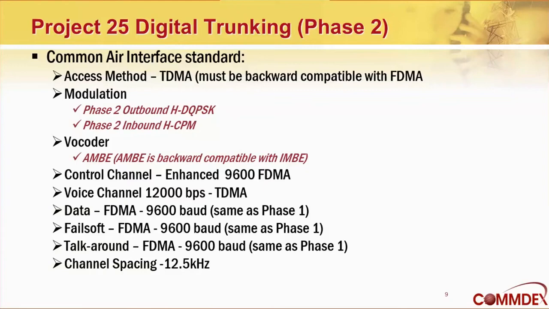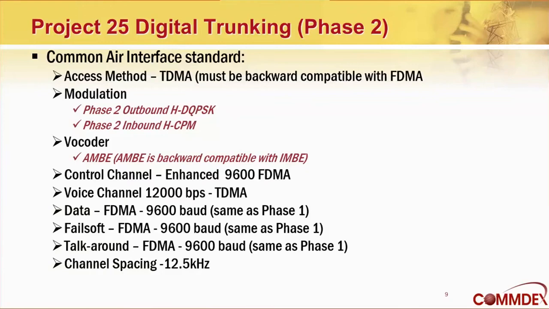And so the APCO project said, okay, let's look at that. It looks good, but we have to be compatible with what's already out there. So they developed a new set of standards that they called Phase 2 that would allow for the use of time division multiple access. In other words, slicing the signal in time to support 2 users in the bandwidth that previously supported only 1.